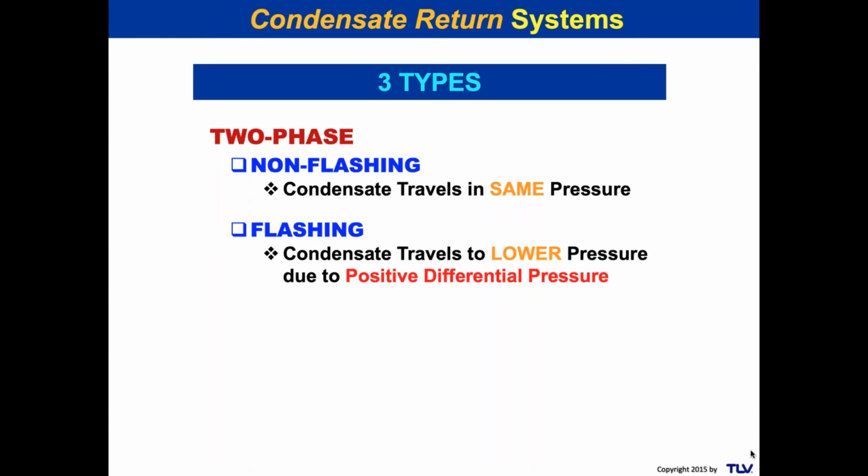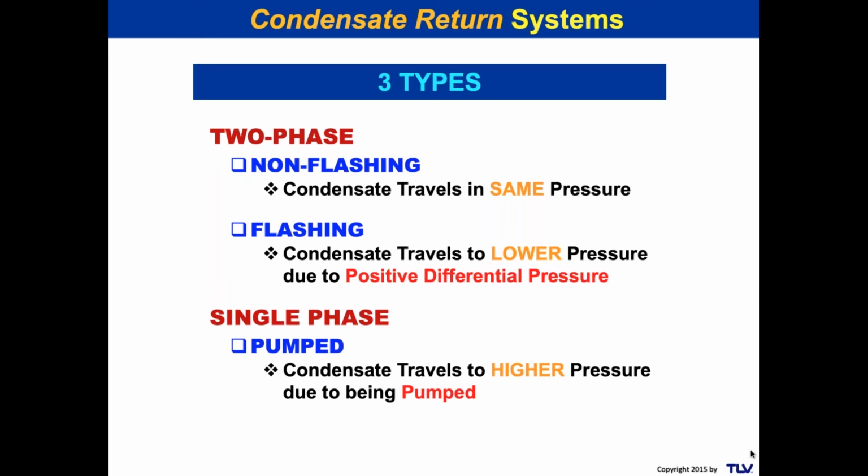There's flashing. This is when condensate travels to a lower pressure due to a positive pressure differential. This is when the condensate exits a steam trap or some other drainage device and goes to a lower pressure system. But it starts off as condensate and then it ends up on the other side as condensate and flash steam. And there is a single type of condensate return system. That is when you have a pumped return normally.